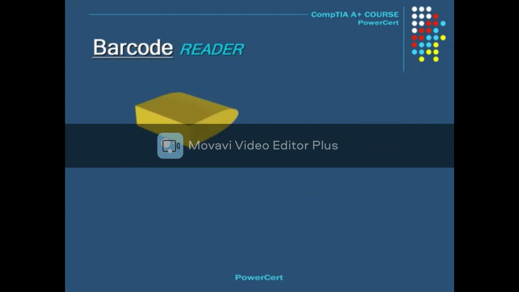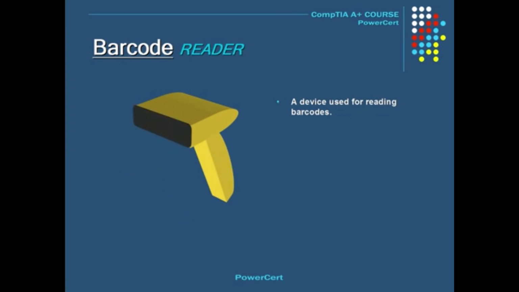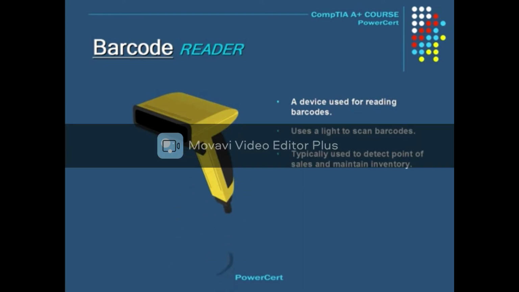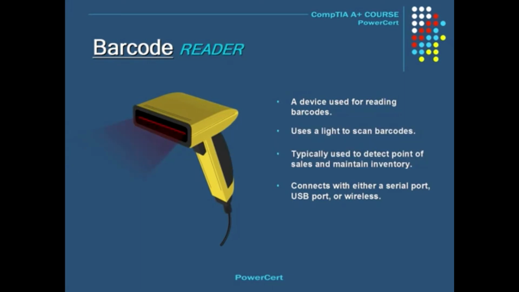A barcode reader is a device that is used for reading barcodes. It uses a light to scan barcodes and is typically used to detect point of sales and maintain inventory. It can connect to a computer through a serial port, USB port, or a wireless connection. Barcode readers come in several forms, but the most popular is the handheld trigger type.